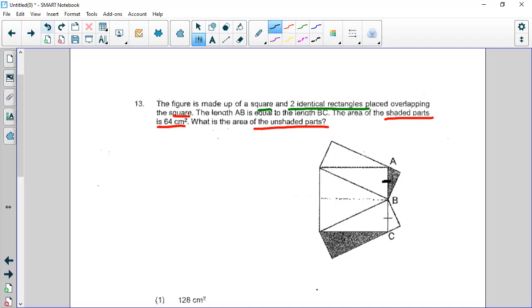First thing, method here: cut and paste. Cut away this shaded part and paste it here. And then you will see a triangle which is unshaded. This triangle is not a right angle triangle, but it can actually be a right angle triangle. How do you know?